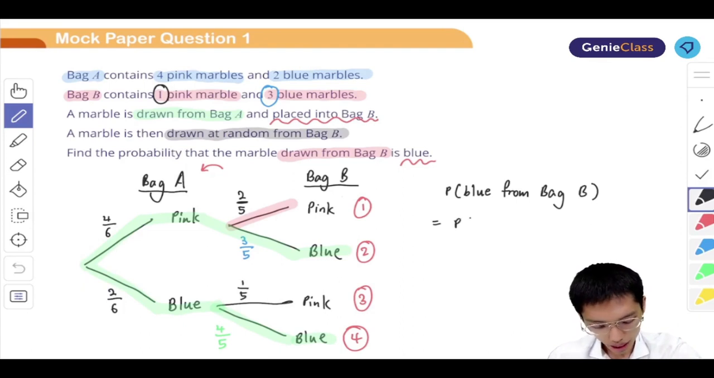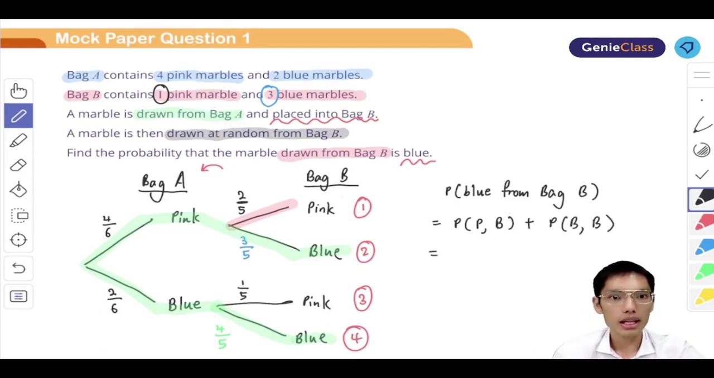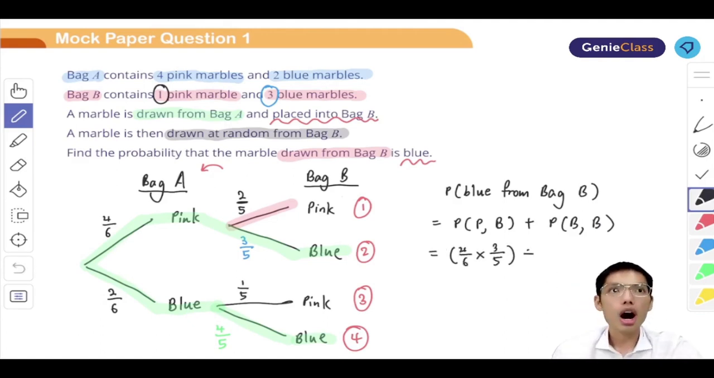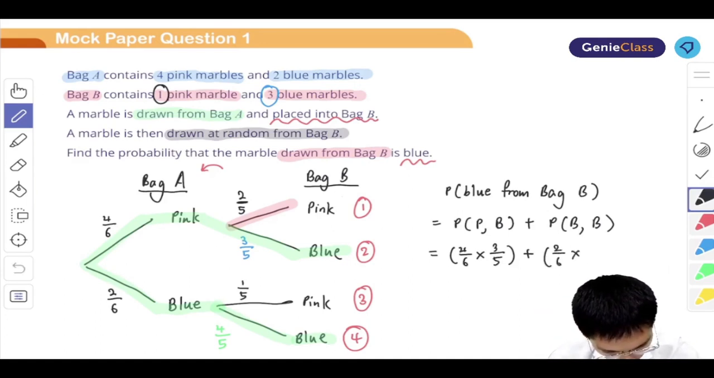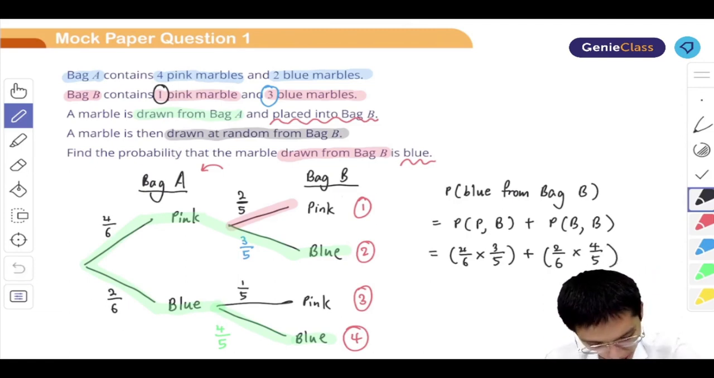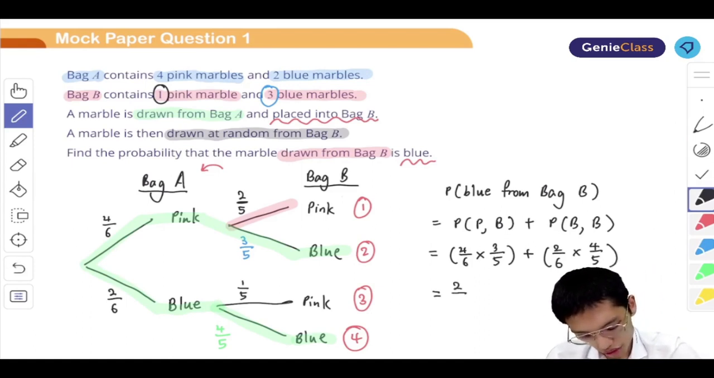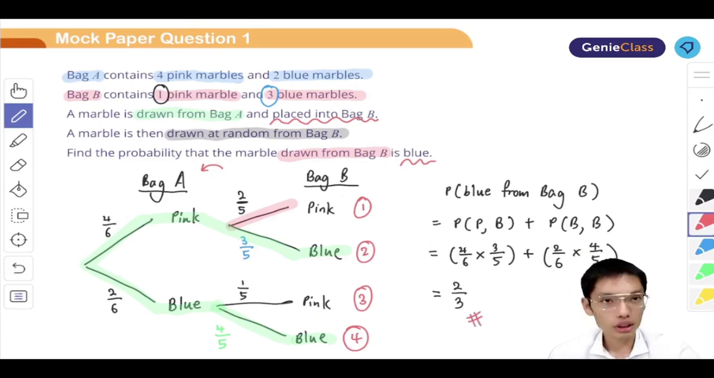In this case, first one from bag A is pink, then blue, or I can have both blue. So the pink one is going to be, okay, 4 over 6 times 3 over 5, or in this case, 2 over 6 times 4 over 5. Multiply, and then we add them, and then we get the answer. You can use your calculator, don't have to mental sum this, 2 over 3. Okay, so the important notion for this question is actually to see how we utilize the tree diagram.